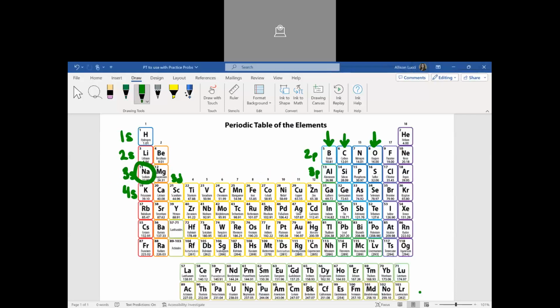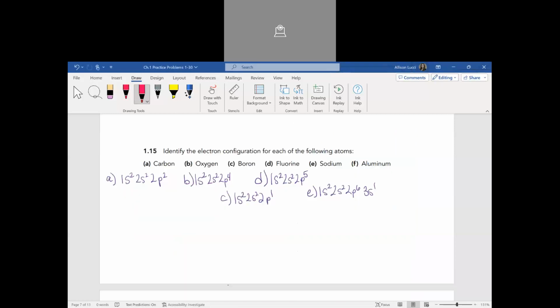So aluminum's over here. So we're going to have the 3s filled. So we're going to have 3s2, which would stop with magnesium there. And then we have 3p1 as our last electron. So for aluminum, we would have 1s2, 2s2, 2p6, 3s2 is full, and then 3p1.